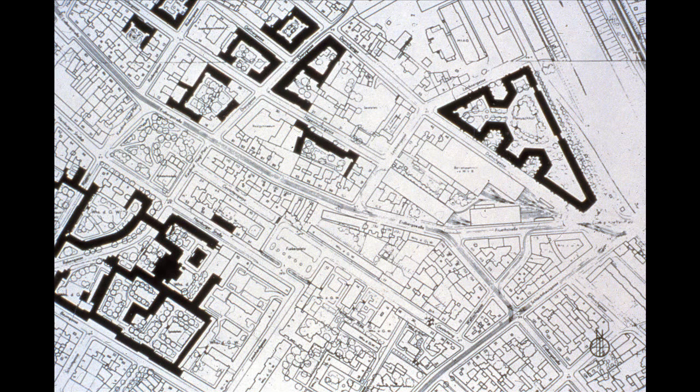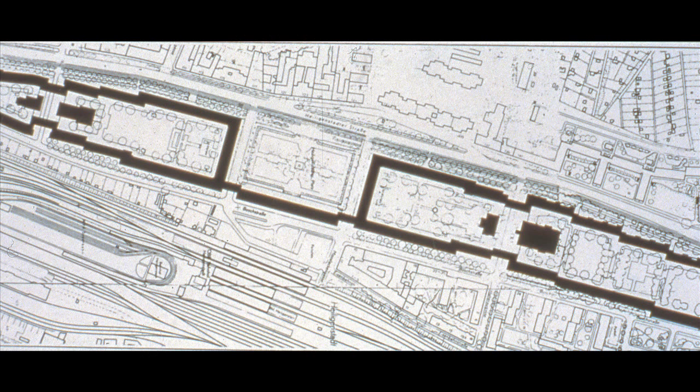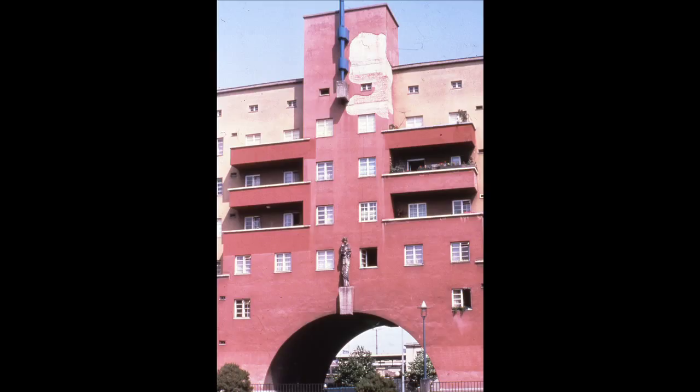Karl Marx's Hof, and some of the other Hof blocks. Karl Marx's Hof on the left. I think it's 1.5 kilometers long. Next. Again, the abiding preoccupation with sculpture and a flag.